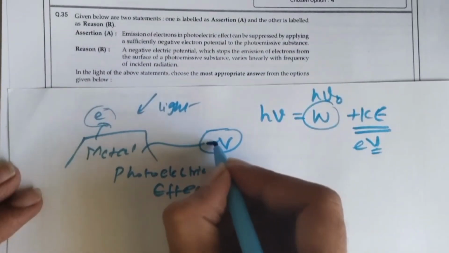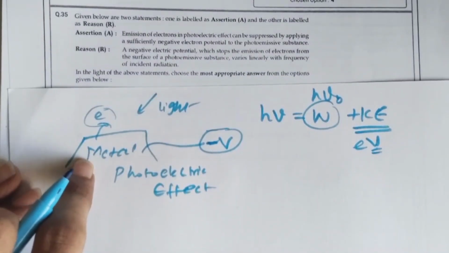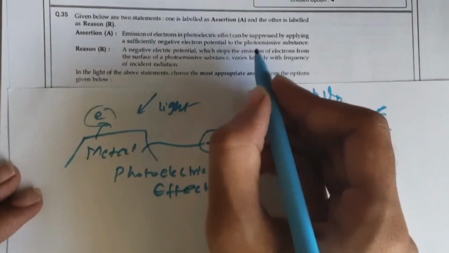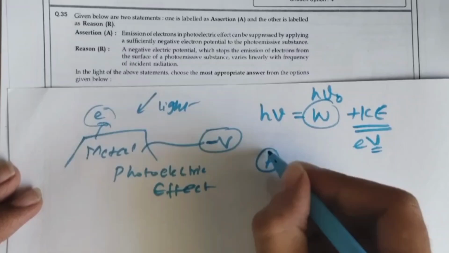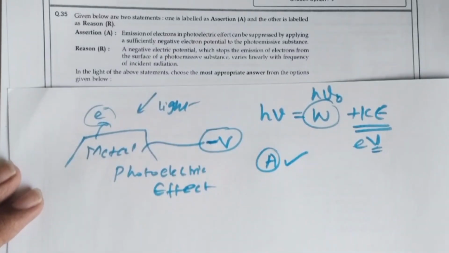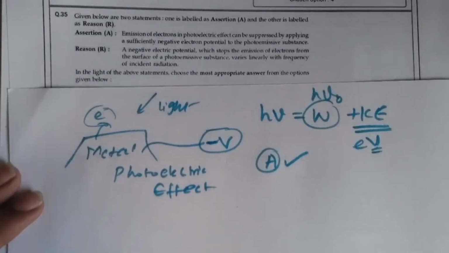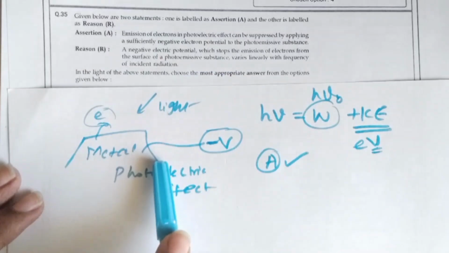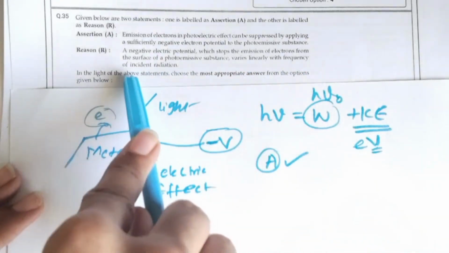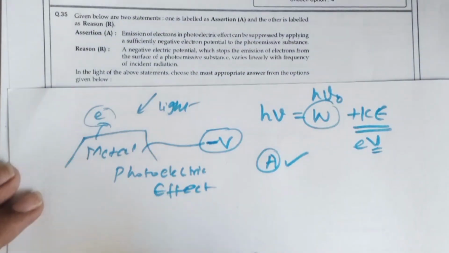So what if we apply negative potential to this substance? Then the emission of electrons will be stopped. So the assertion here is correct, right? Let us move to the reason. Is he telling the correct reason or not? A negative electric potential which stops the emission of electrons from the surface of the photoemissive substance varies linearly with frequency of incident radiation. Yes, it is correct, right?